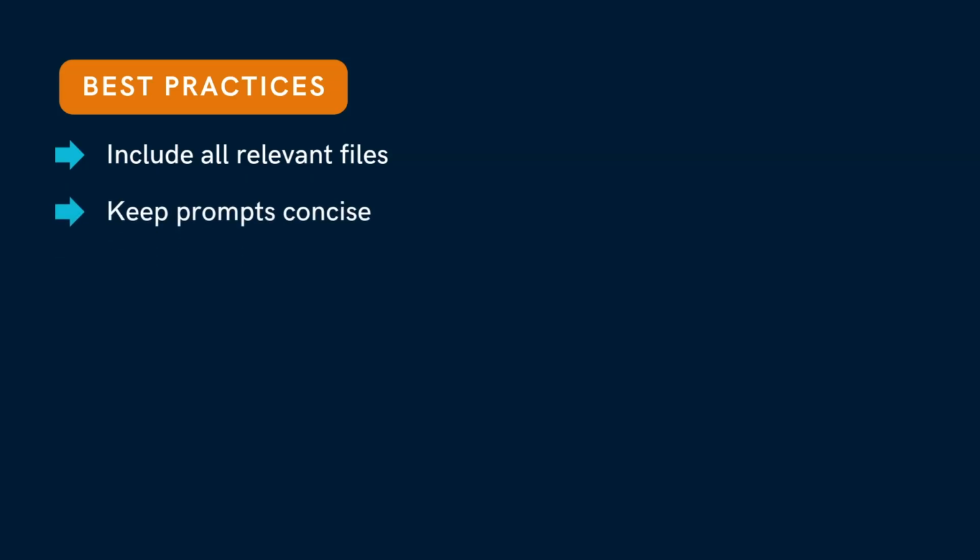Here are a few best practices to help you make the most of the context window. Always include all relevant files and data so the system has the complete picture. Keep your instructions short and clear to avoid confusion. Summarize larger sections of text or code so there is more space for what matters most. Following these steps will help you use the context window more efficiently and get better results.